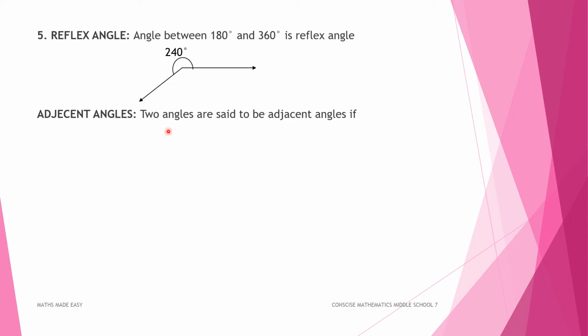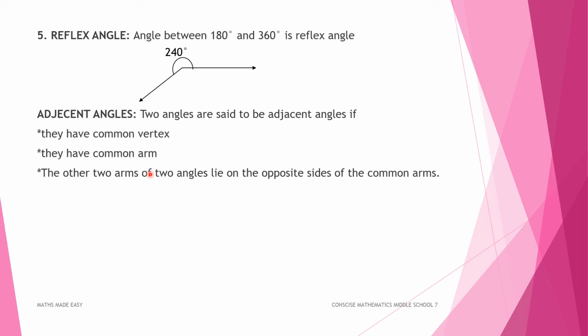Adjacent angle. Two angles are said to be adjacent when they have a common vertex, a common arm, and the two other arms of the angles lie on the opposite sides of the common arm. Let me take an example so that I can explain each one: where the common vertex is, where the common arm is, and what the opposite side is.